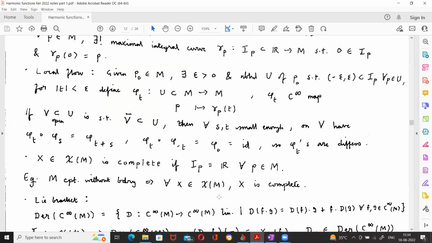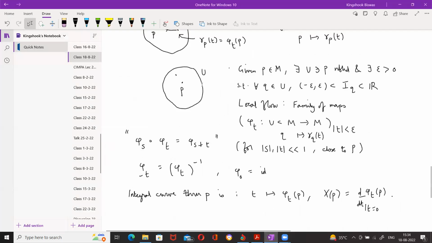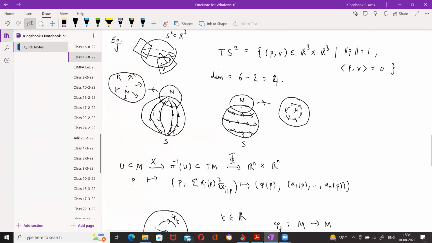One small definition here: a vector field is complete if all of the integral curves are defined for all time. So, for example, if I take a compact manifold without boundary, then any vector field on it is complete. For example, in this example of the two-sphere S2, these vector fields are complete. Any vector field on S2 will be complete. In general, on any compact manifold, any vector field will be complete.